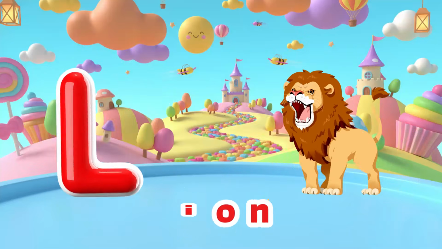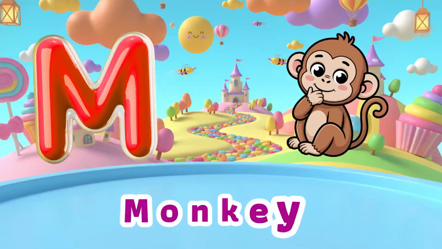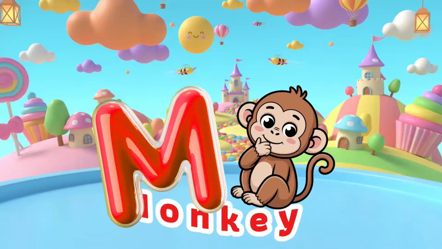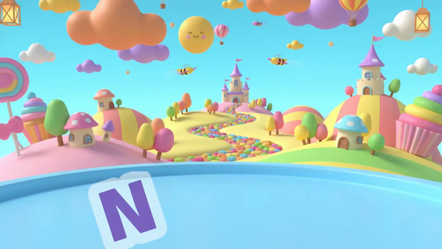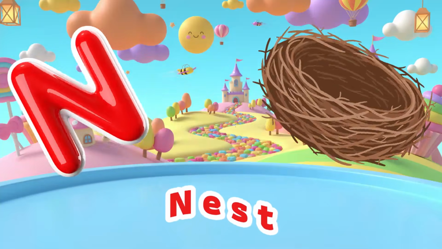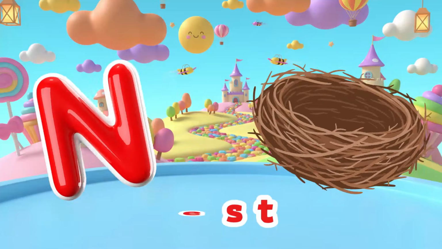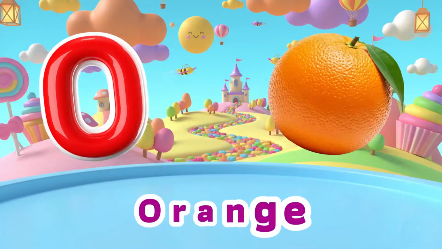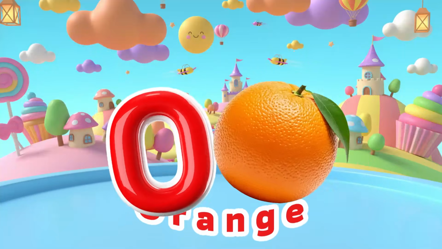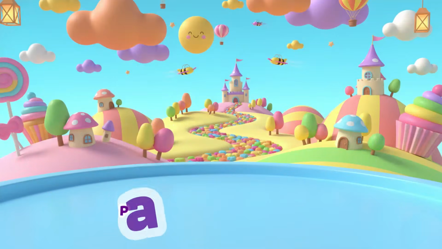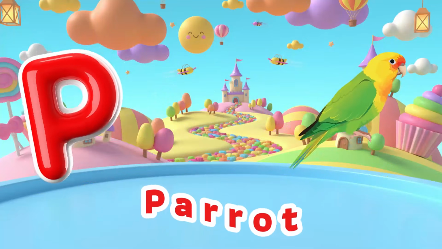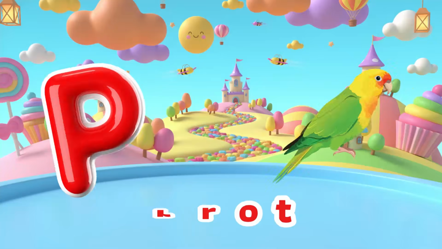M is for monkey. M is for nest. O is for orange. P is for parrot.